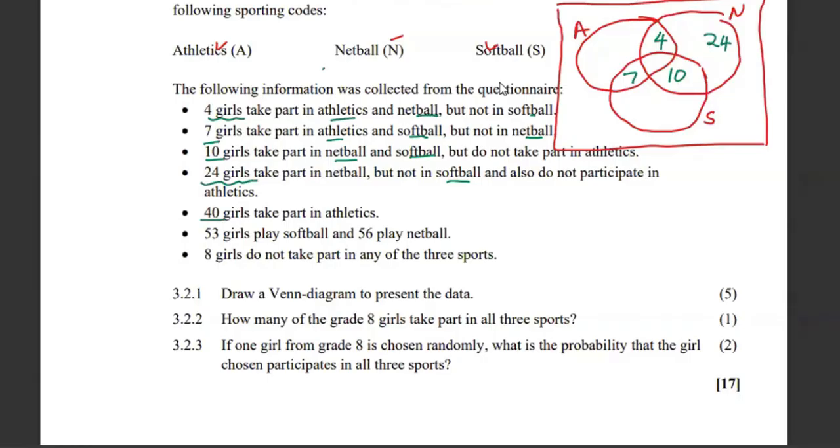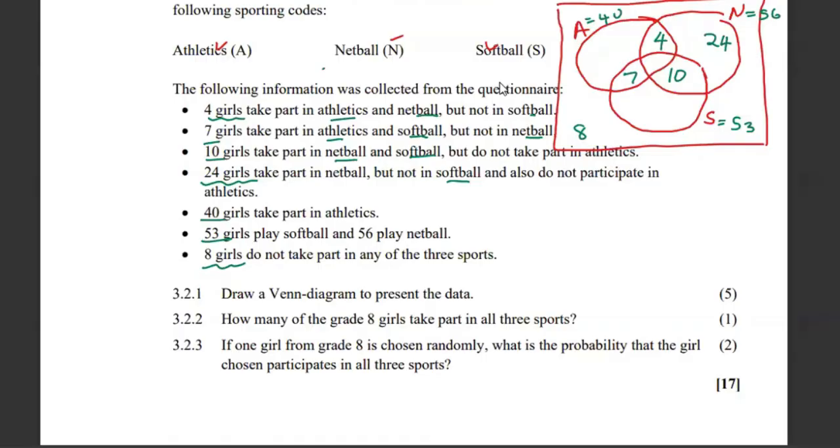Then 40 girls take part in athletics. The total is 40. 53 for softball, and then 56 for netball. Then 8 girls do not take part, so that has to be outside there. Then draw a Venn diagram for the data.